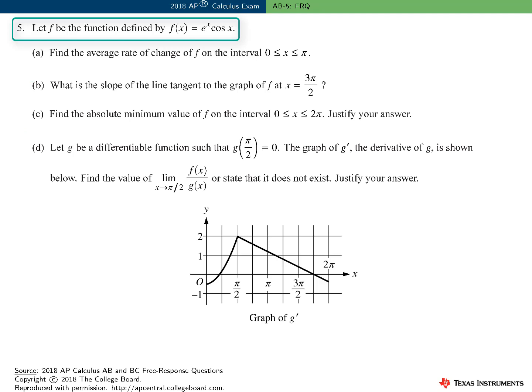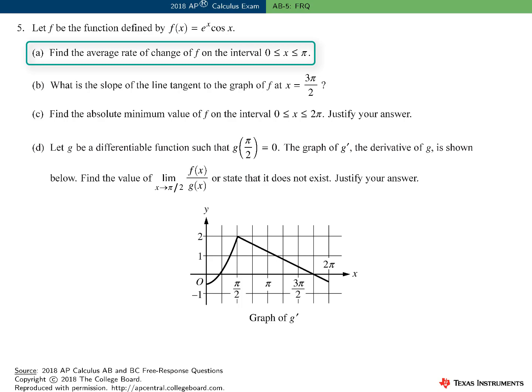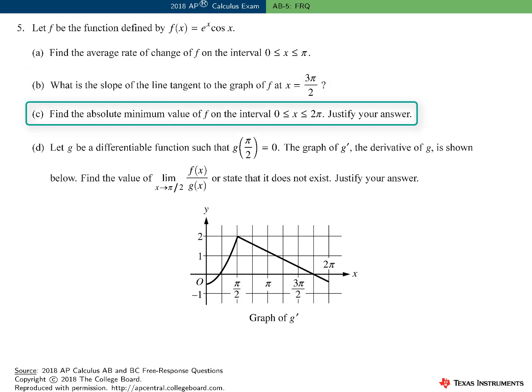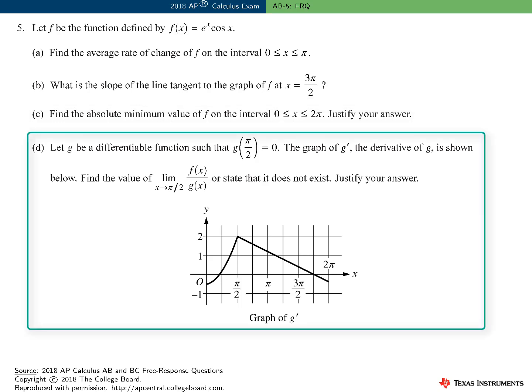This problem initially involves a function f defined by e^x cos x. In part A, we need to find the average rate of change of f on the interval 0 to pi. In part B, we need to find the slope of the tangent line to the graph of f at x equals 3 pi divided by 2. In part C, we need to find the absolute minimum value of f over the interval 0 to 2 pi.